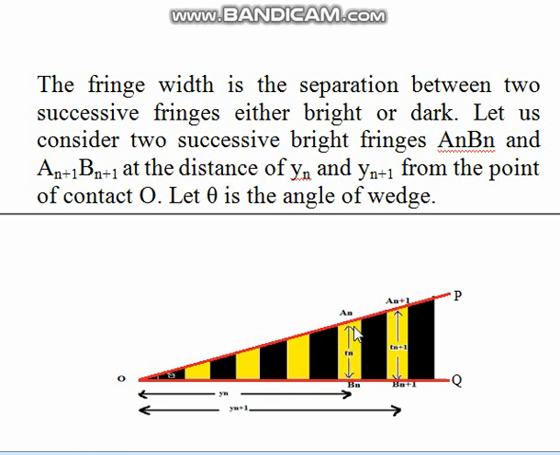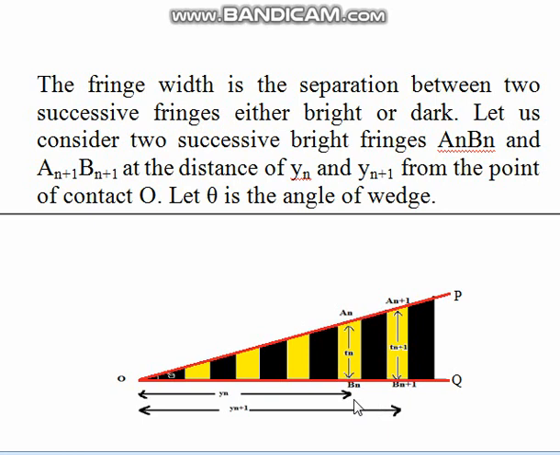Suppose that for the nth order bright band the film thickness is Tn, while for the n plus 1th bright band the film thickness is Tn plus 1. In this way we obtain two right triangles. One right triangle is AnBnO, and another right triangle is An+1Bn+1O. With the help of these two right triangles we try to obtain the expression for the fringe width.